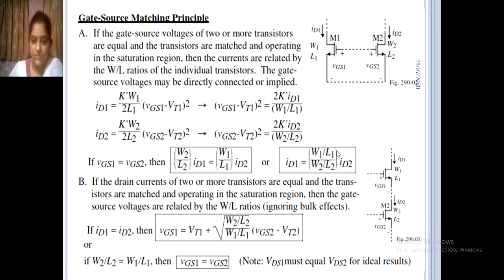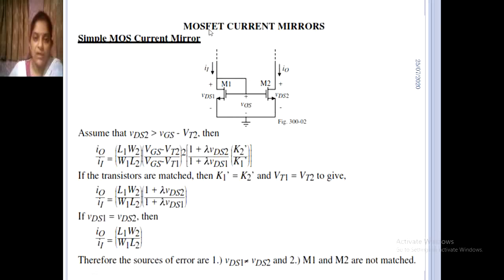So gate source matching is done either by the voltage of gate to source or by the current. Then MOSFET current mirrors. A simple MOS current mirror is shown here. Carefully see the diagram.